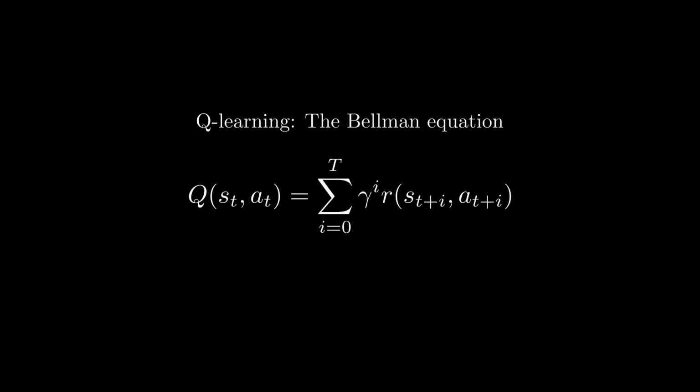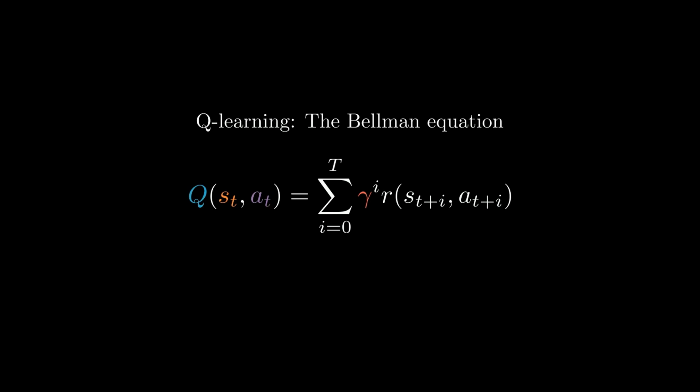At the heart of Q-learning lies the Bellman equation. It says that the so-called Q value at the time t, given some state st and an action at, is obtained by the discounted expected sum of all future rewards. The discount factor gamma is somewhere between 0 and 1, and a lower value means that you focus more on rewards that are closer in time.